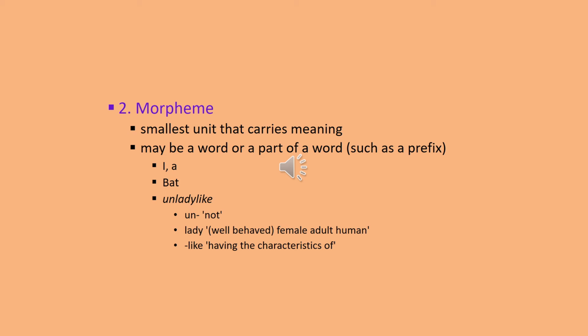All prefixes and suffixes are also going to be a morpheme. For example, unladylike has a prefix and a suffix. Un carries the meaning of not, lady, a female adult human, and like, having characteristics of. So unladylike would have 3 morphemes.